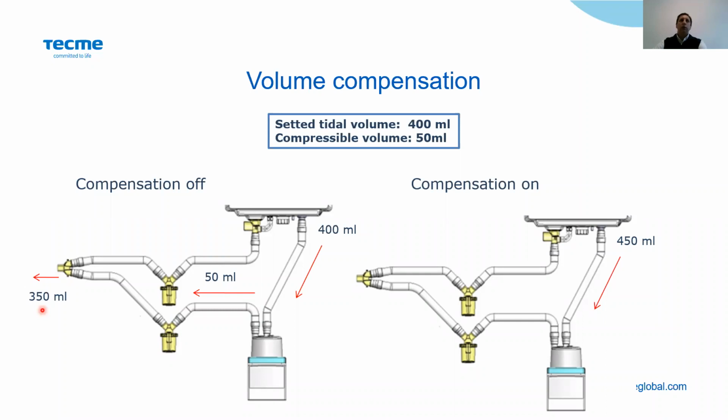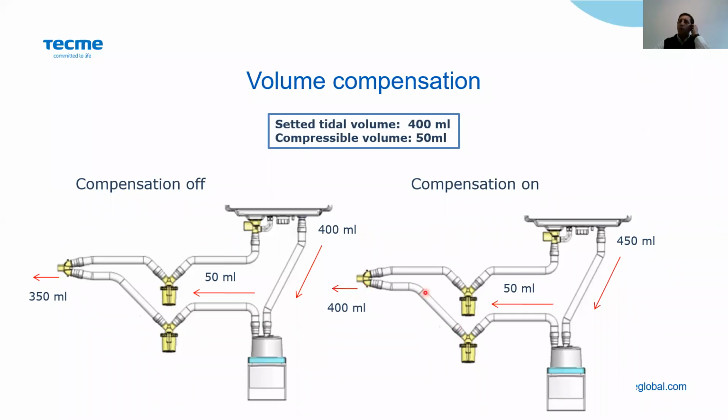In order to avoid this situation, the machine is going to activate the compensation automatically. So as soon as we set 400 milliliters, the machine is going to deliver 450. It's going to add the compressible volume of the patient circuit to the tidal volume that you have set. So in this case, it's going to deliver 450 milliliters. 50 milliliters are going to remain inside of the patient circuit, and just 400 milliliters, the same I have said, are going to be delivered to the patient. So we will not have any loss of volume on the patient circuit.